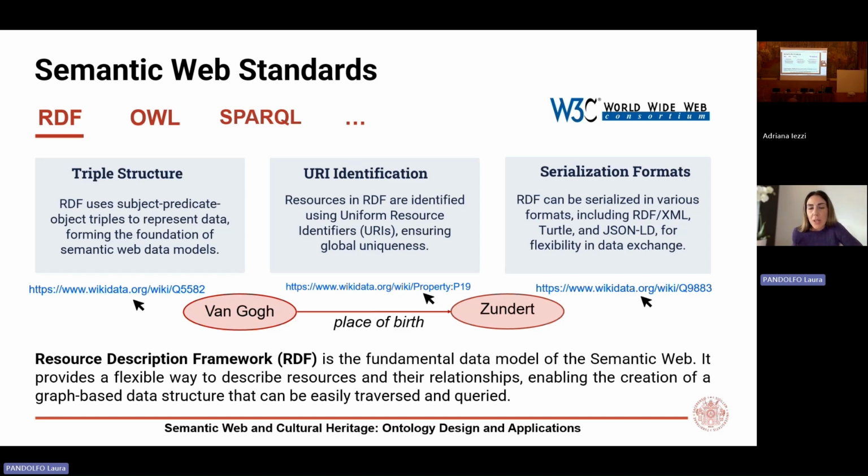So let's start with the first one, the Resource Description Framework, which is the basic data model for the semantic web. RDF usually structures its data by using a triple structure, namely a subject, predicate, and object. Each resource in RDF is identified by a Uniform Resource Identifier, URI, that ensures that every resource on the web has a unique address, making it easy to reference and link resources in a consistent way on the web.